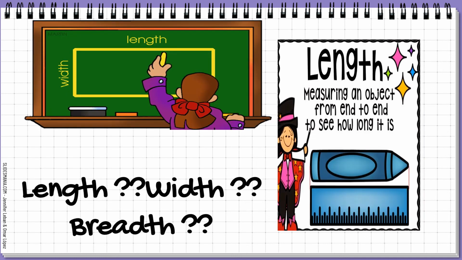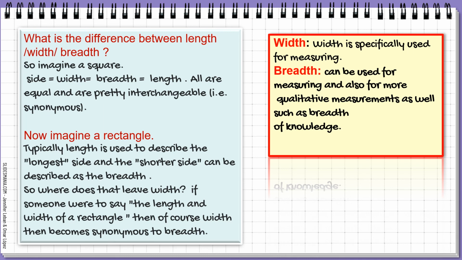Let me tell you a little bit more about what is length, what is width, and what is breadth in case of a square and a rectangle. So what is the difference between length, width, and breadth? Now imagine a square. In this case, the width, breadth, and the length are all equal and are pretty interchangeable, and they're synonyms of each other. Why? Because all the sides of a square are equal.